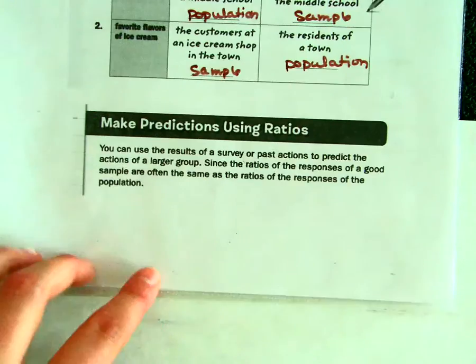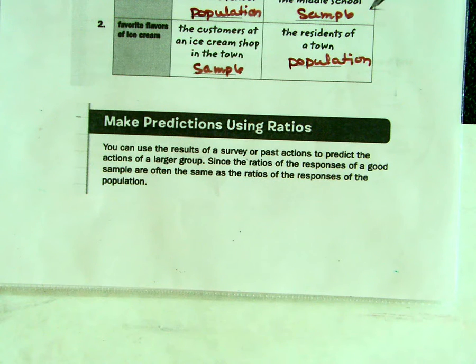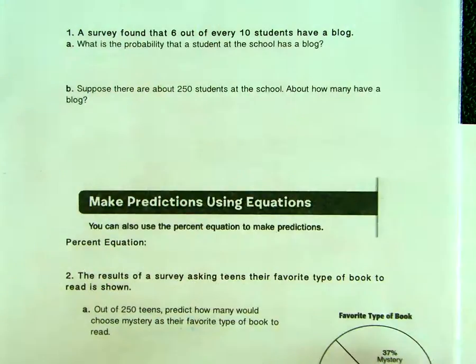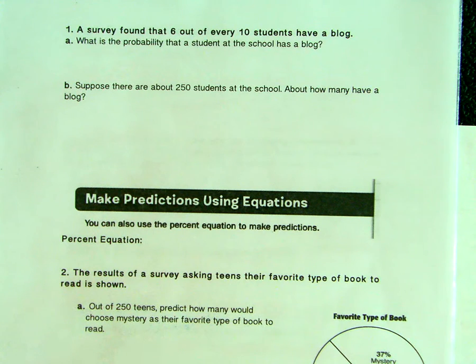So now we're going to make predictions using ratios. So you can use the results of a survey or past actions to predict the actions of a larger group, since the ratios of the responses of a good sample are often the same as the ratios of the responses of the population. So a survey found that 6 out of every 10 students have a blog.